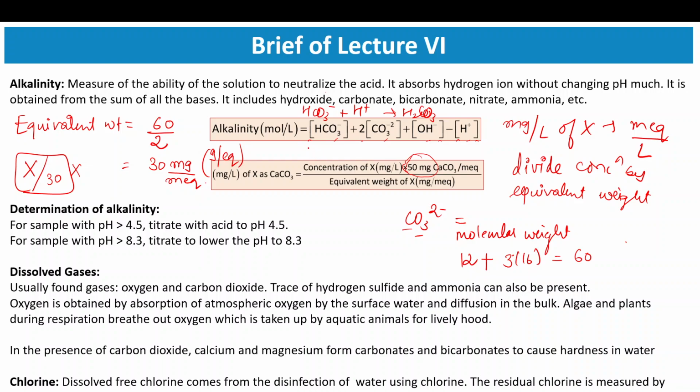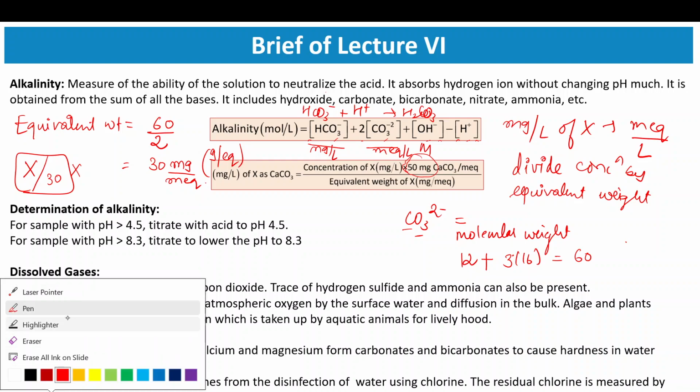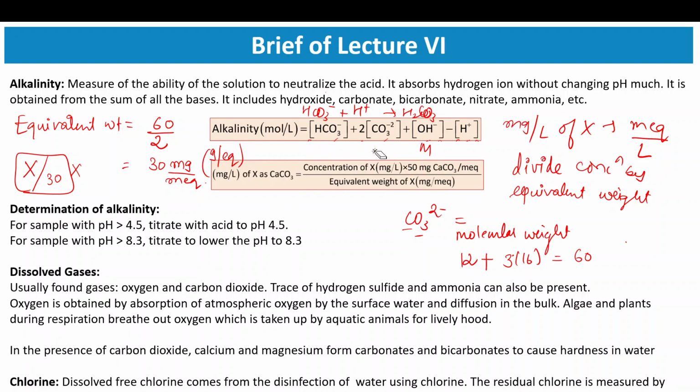And one more hint I would like to give is whenever you are adding any concentration, you need to check whether the concentrations are in the same unit. For example, if this carbonate is in milligram per liter and this bicarbonate is in milli equivalent per liter, you cannot add. Or let's say this is in milligram per liter and this is in molarity, you cannot add. So always ensure that the units are the same while you are adding or subtracting any concentration. Is it clear?